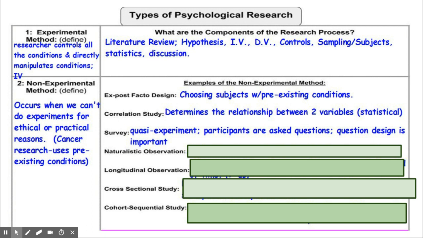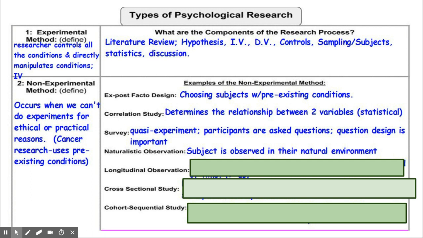Naturalistic observation. For the most part, the subject is going to be observed in their natural environment. So you could talk about animal studies and watching for that. But if you're looking at educational research, it could be observing children within a classroom setting, maybe in a home environment, looking at child rearing practices. You could be talking about shopping habits of consumers. All that could be within naturalistic observation.